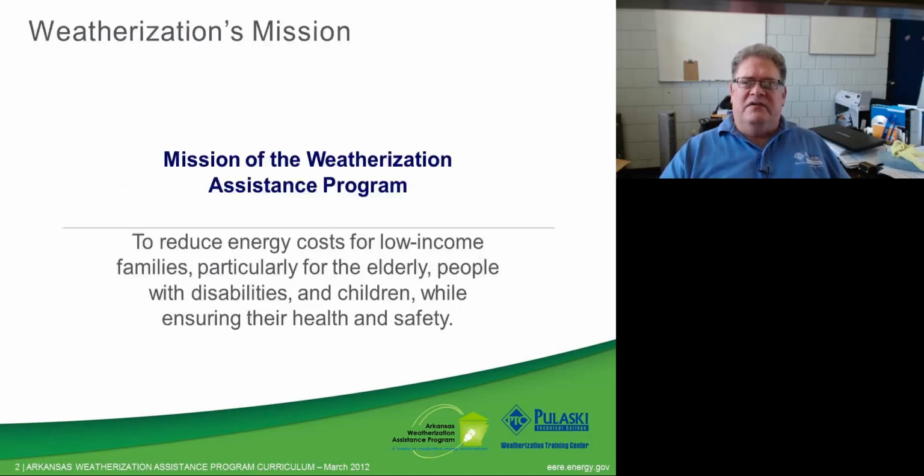The mission of the Weatherization Assistance Program is to reduce energy costs for low-income families, particularly for the elderly, people with disabilities, and children, while ensuring their health and safety. Okay. The entire monitoring process, in order to be able to perform this mission, is mandated by 10 CFR 440. All right.